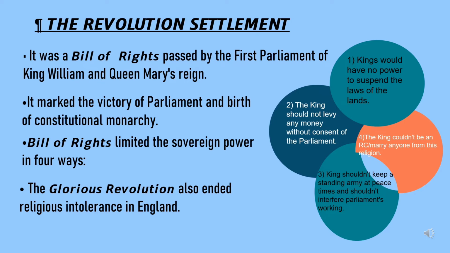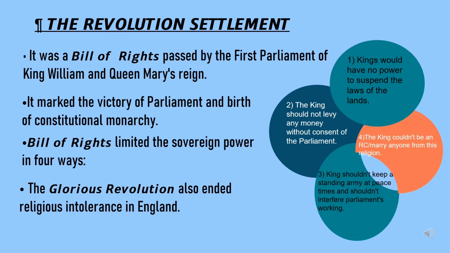This was the time when the Bill of Rights was passed by the first Parliament of King William and Queen Mary's reign. It marked the victory of the Parliament and also the birth of constitutional monarchy. The Bill of Rights mainly limited the sovereign power of the king in four ways. Firstly, the king would have no power to suspend the laws of the land. Secondly, the king should not levy any money without the consent of the Parliament. Thirdly, the king couldn't be a Roman Catholic or anyone from this religion. And fourthly, the king shouldn't keep a standing army in peace times and shouldn't interfere in the Parliament's working.